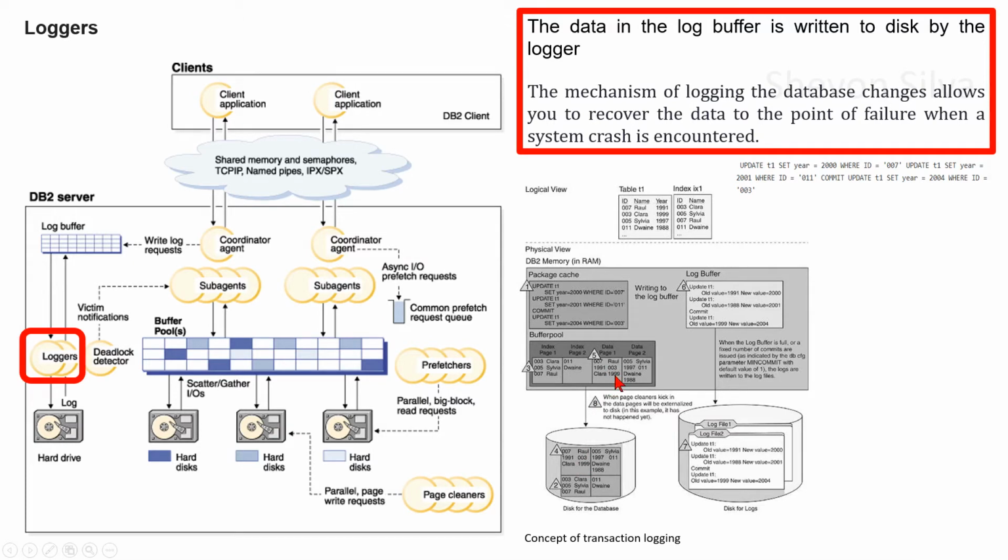Then the update operation takes place in the buffer pool. The update operation is recorded in the log buffer. The old and new values are kept in case the operation needs to be reverted. Here you can see the old and new value.